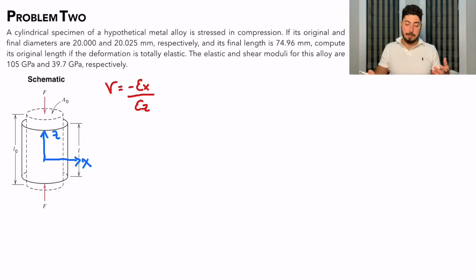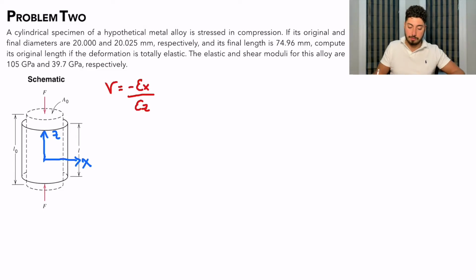So now let's take a step back. The problem asks for the initial length. So we can see from the schematic that our length is changing in the z direction and our diameter is changing in the x direction. So if we want the initial length, that means we need to solve for our strain in the z direction and then calculate our initial length. So we have two other parameters that we also need to find. In order to calculate our strain in the z, we need to calculate our strain in the x, and we need to find a way to calculate Poisson's ratio.